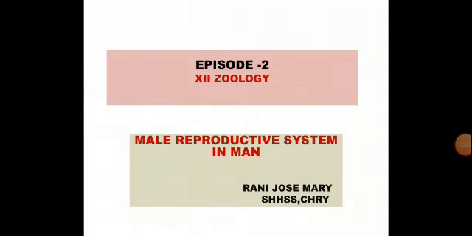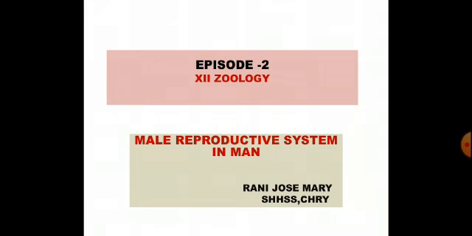Welcome back, dear children. Last class, we discussed reproductive events in human beings. As you know, human beings are sexually reproducing animals. They exhibit sexual dimorphism. Both male and female have distinctive features. So we have to discuss the male and female reproductive systems separately.